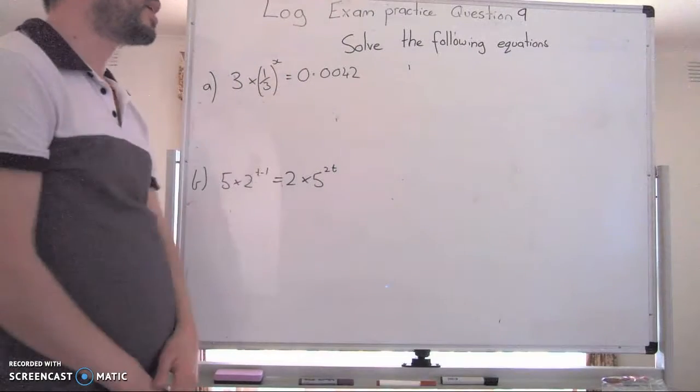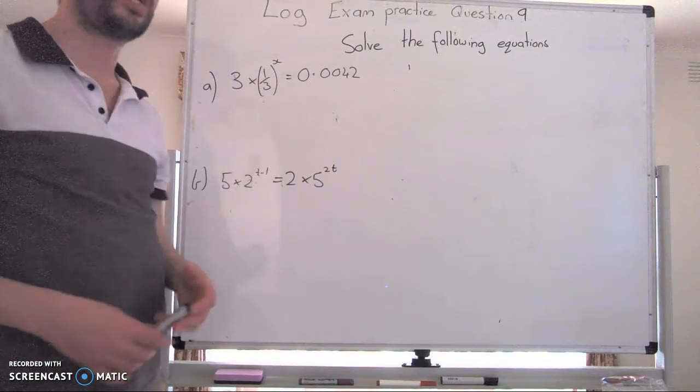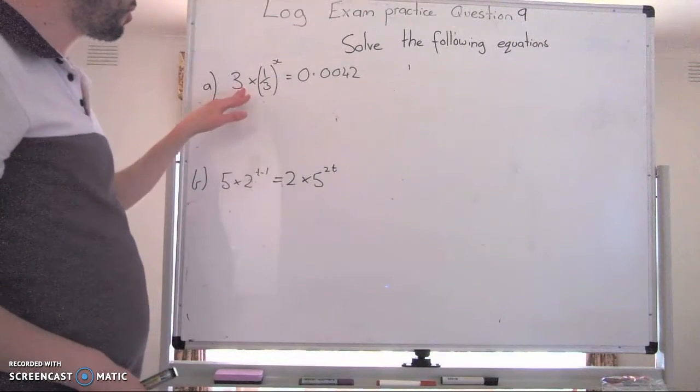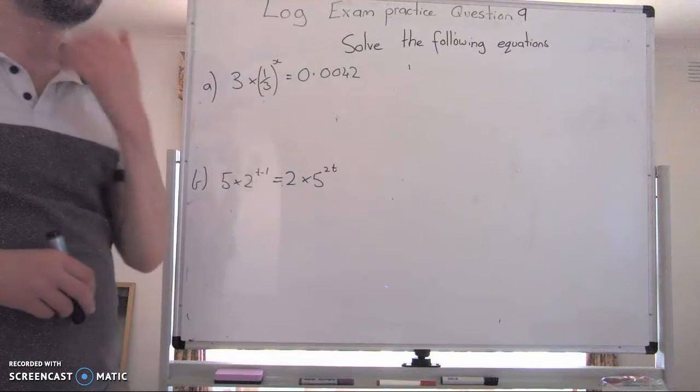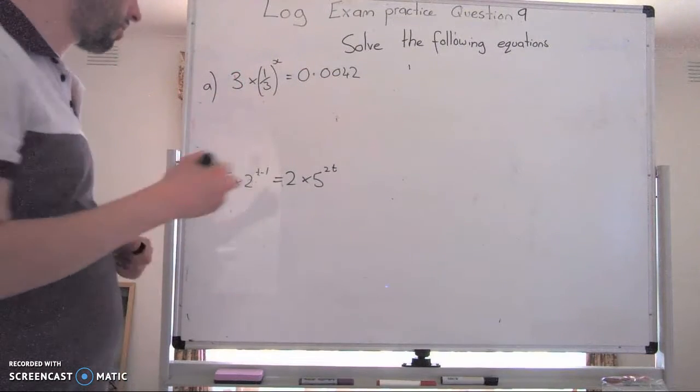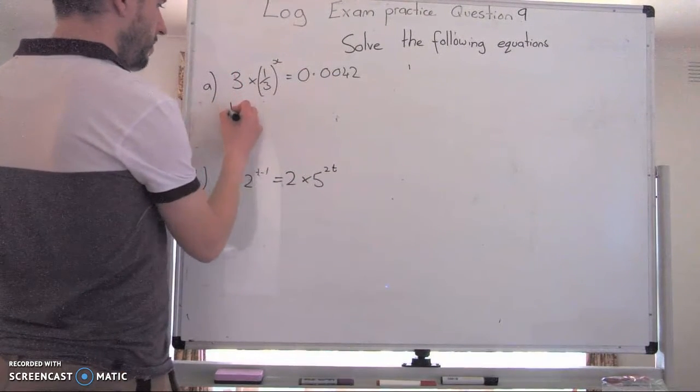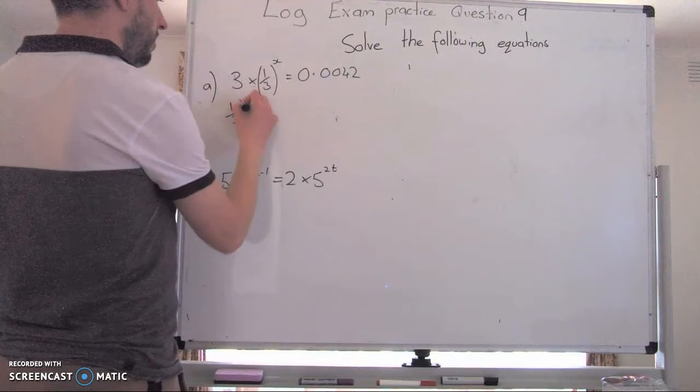Log exam practice question 9. Solve the following equation. So the first thing I'm going to do is get rid of this 3. So I'm going to divide both sides by 3. That makes my equation a lot simpler.